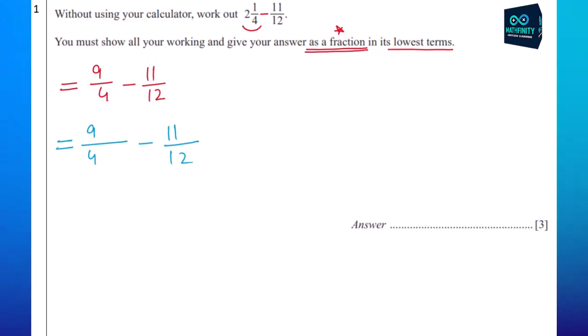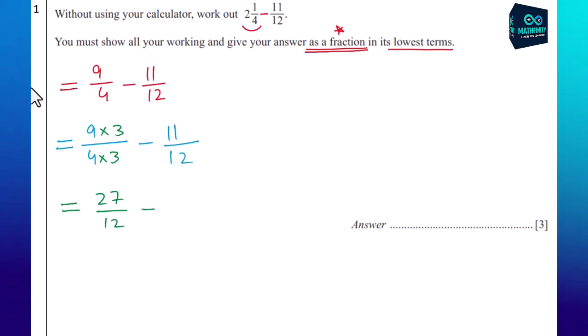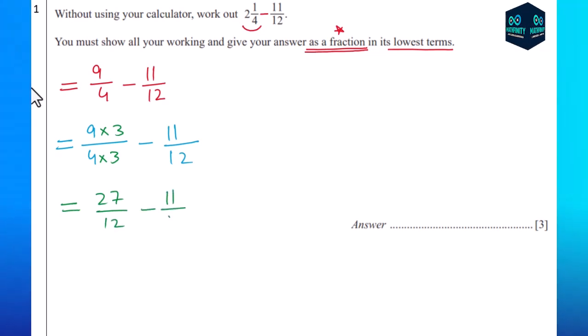What number? Here you have to think what number you will multiply by 4. Okay, what number do you have to multiply by 4? It will be 3, to make 12. So 3 here and 3 here. What will we get as the answer? 27 over 12 minus 11 over 12.